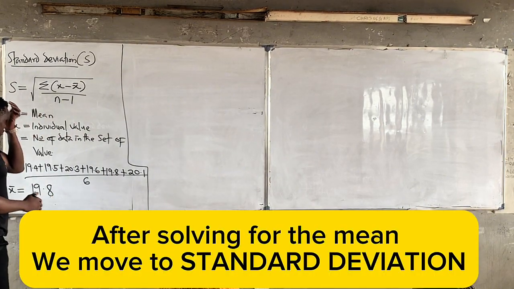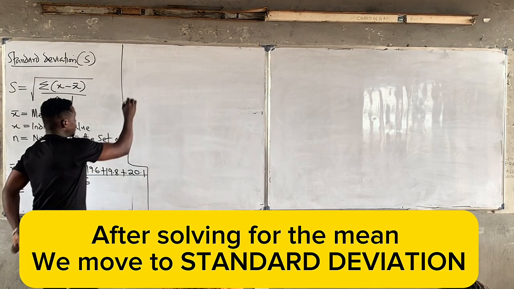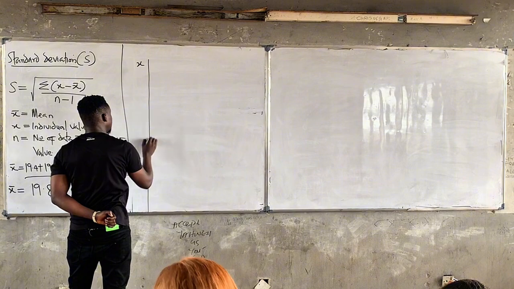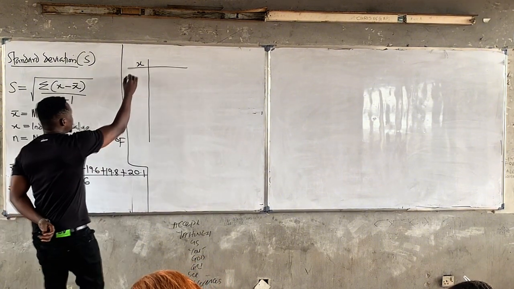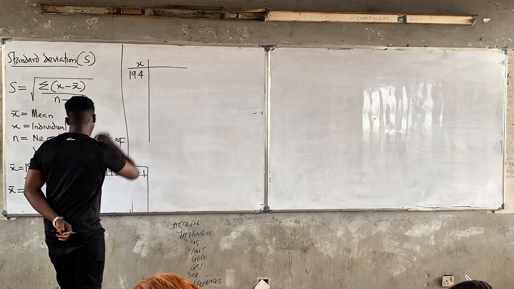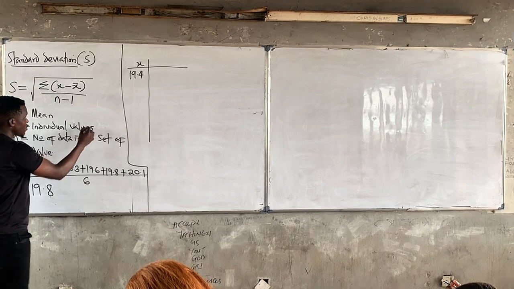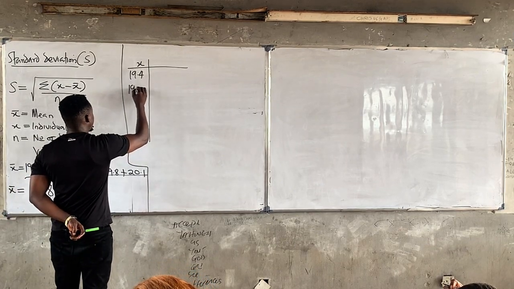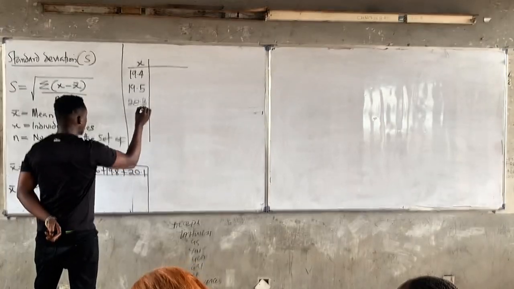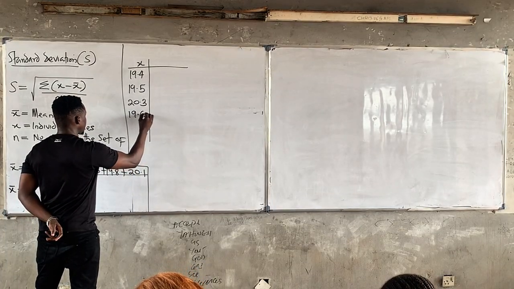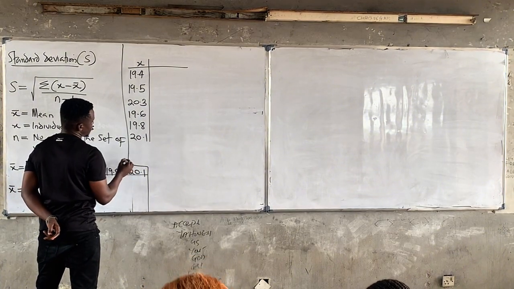Please look up. You want to solve for standard deviation. This is what you're going to do. You must draw a table. The first one is your x column. It's compulsory. You must draw your table. What is the first value here? 19.4. You place the individual values as x because I told us that x is the individual values. The next x is 19.5. The next one is 20.3. The next one is 20.1.